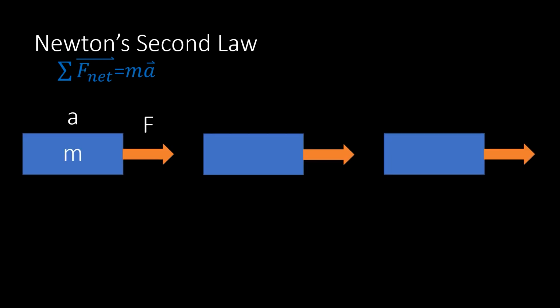Newton's second law states that the acceleration of an object is directly proportional to the net forces acting on the object and inversely proportional to the mass of the object. This means that as we sum all the forces in the system, they will be equal to the mass times the acceleration of the object.